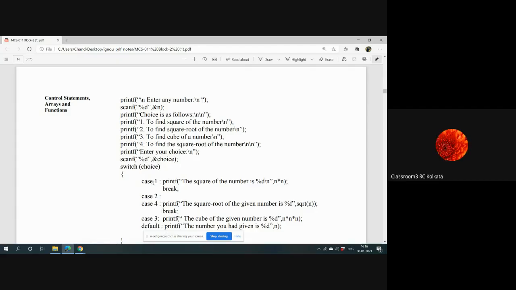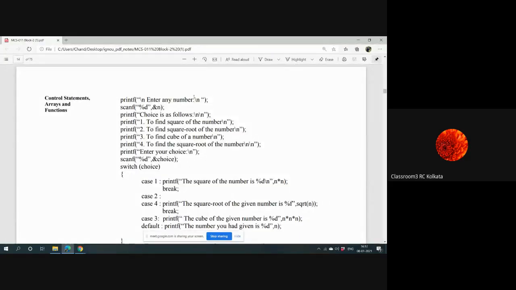If your choice is 1, then printf the square of number %d, comma n. What is the value of n? Suppose you have given n equals 5 and choice equals 1. What will be the answer? Tell me. Not default, because choice 1 is given. So see case 1. The value of n is 5. It will print: the square of the number is 25. Understood? Because in n you have given 5, in choice you have given 1.